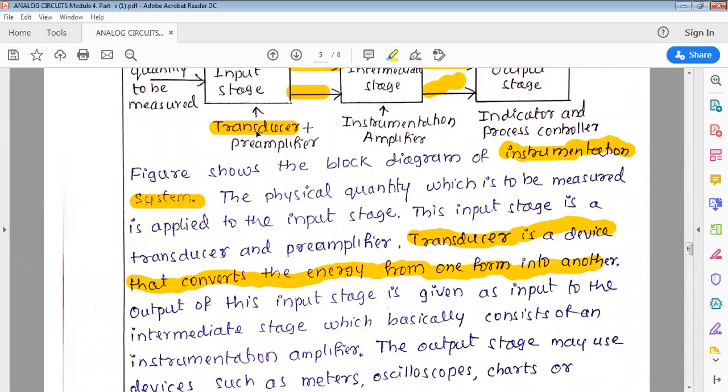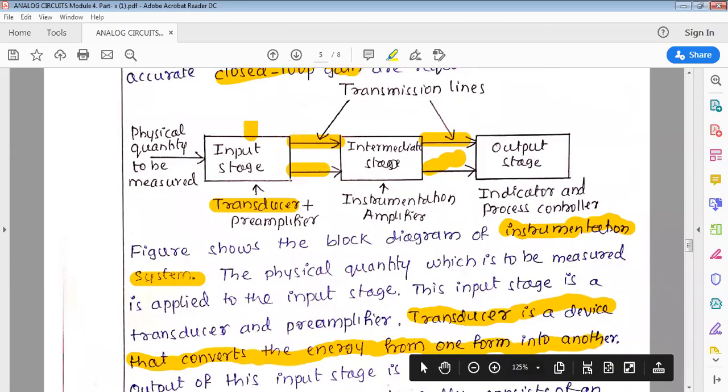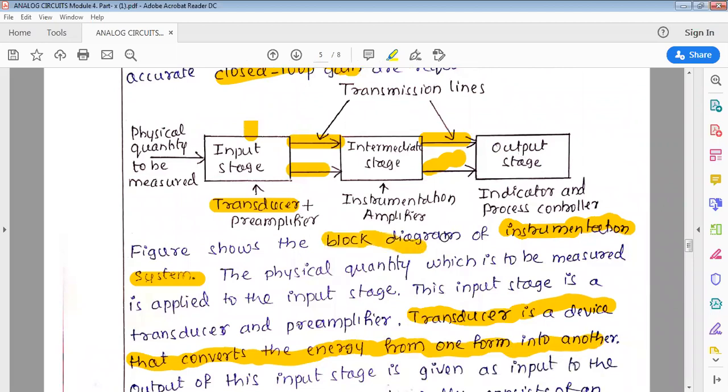That is this transducer. And then the output of this I apply to the instrumentation stage, and the output of this I give to the output stage. So this was the basic block diagram of the instrumentation system.